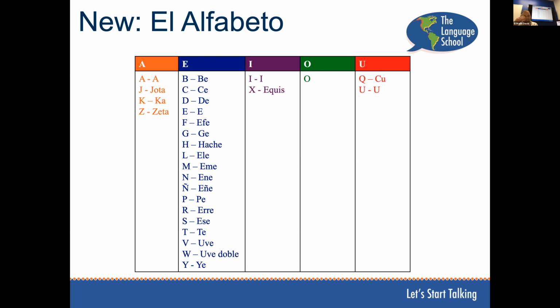So what happens here is learning the alphabet is just essentially learning this really long random list of different sounds. So if you can kind of focus the letters around the vowel sound that they produce, that will help you out a little bit. So color-coded here in orange, we've got the vowel A. So all of these letters are going to end with that A sound. A. Jota. Ka. Zeta. We can see the vast majority are going to end with the A sound.